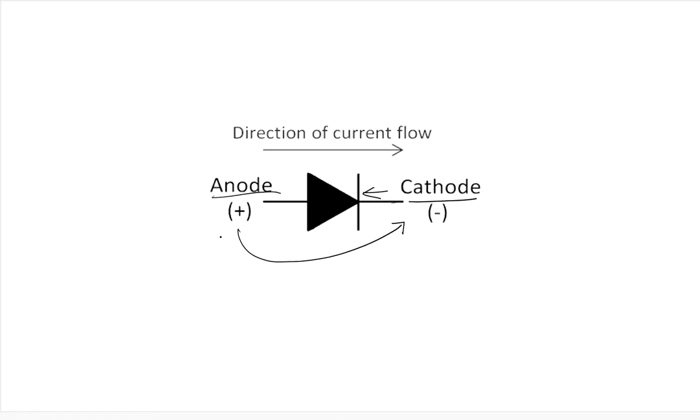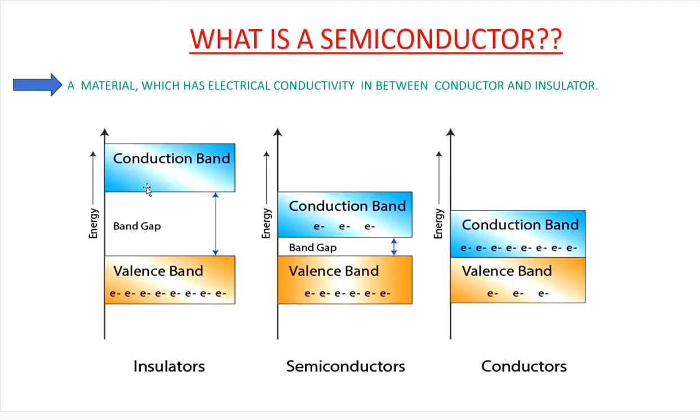Diode is actually a semiconductor material. So let us first understand what actually a semiconductor is. A semiconductor is a material which has electrical conductivity in between a conductor and an insulator. A conductor is a material which allows the flow of current through it, whereas the insulator is just the opposite of it, that is, it doesn't allow any flow of current through it.